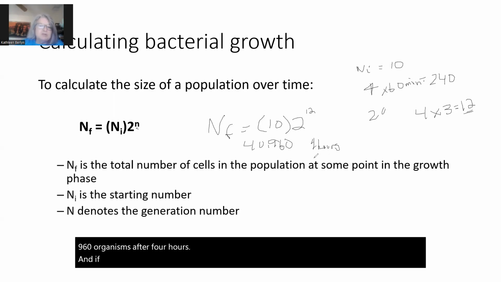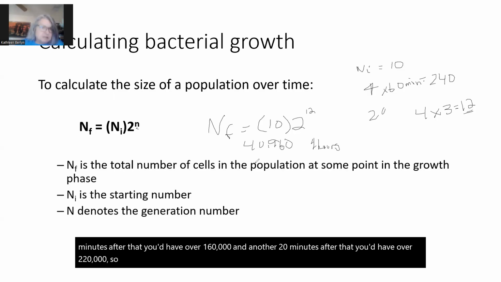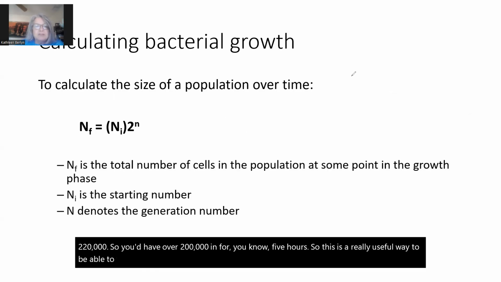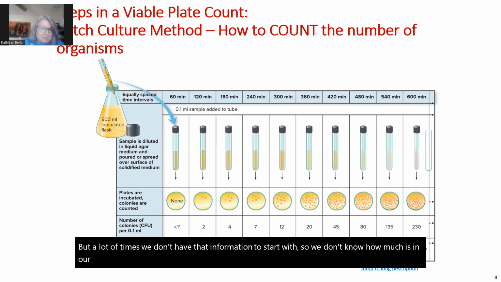And if we just let it go another 20 minutes, you would have over 80,000. And in another 20 minutes after that, you'd have over 160,000. And another 20 minutes after that, you'd have over 220,000. So you'd have over 200,000 in 5 hours. So this is a really useful way to be able to count or to calculate bacteria if you have this kind of information to start with. But a lot of times we don't have that information to start with. So we don't know how much is in our samples when we start.